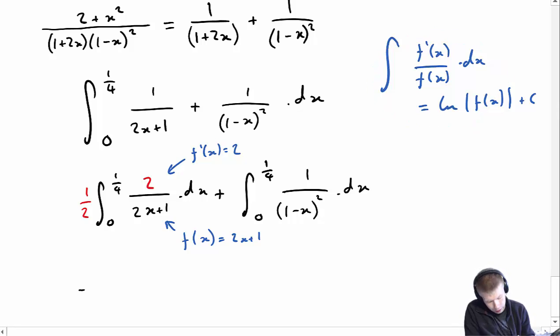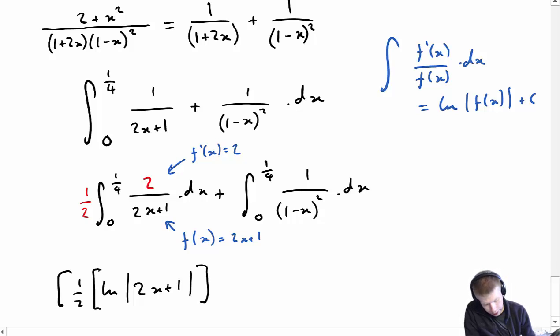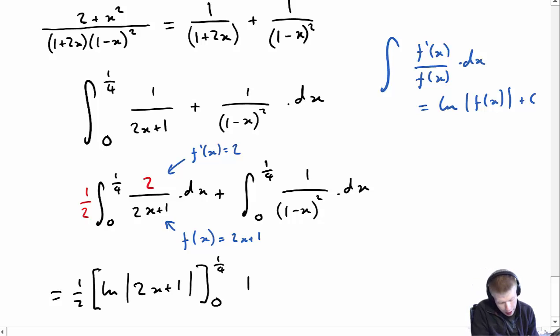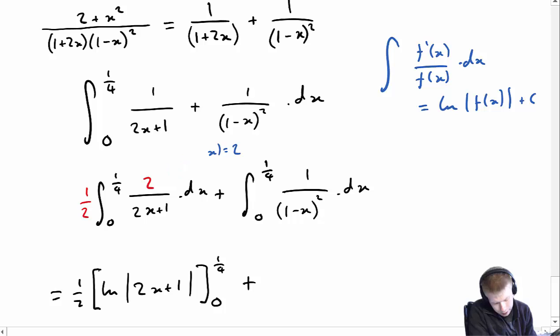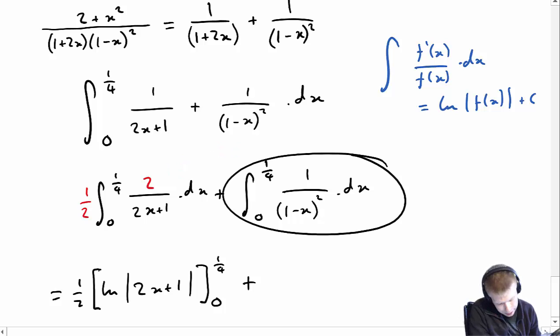So this first integration should just be the logarithm of whatever my denominator was, so it's the 2x plus 1, okay, and that's a half of that, of course. It's a half of that. Don't forget, because I put half out the front. There's still a half there. Okay, so it's a half. The logarithm of that denominator between 0 and a quarter. Okay, what is then this second thing integrated?